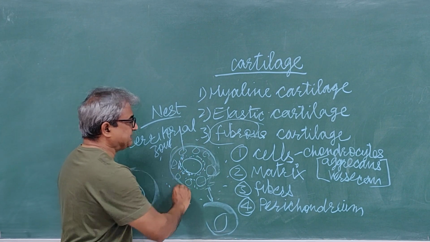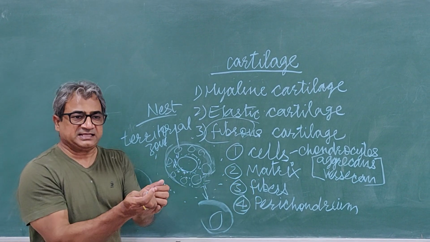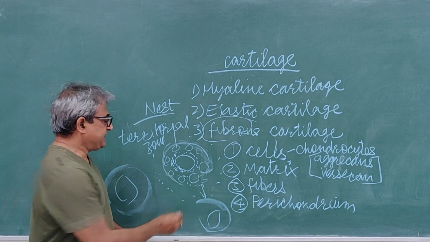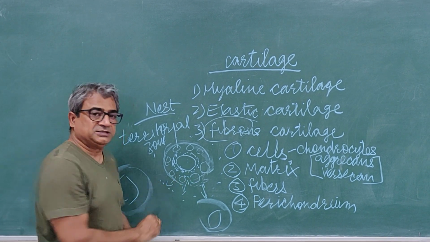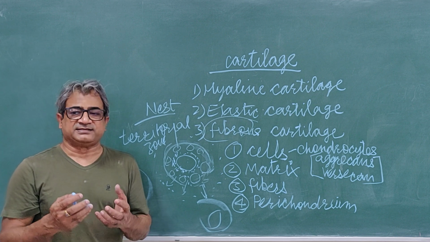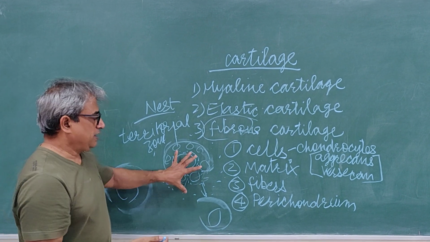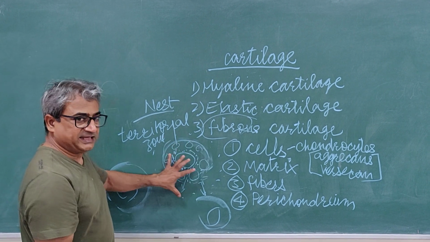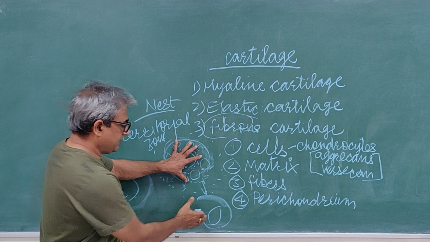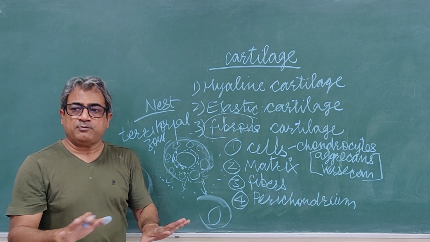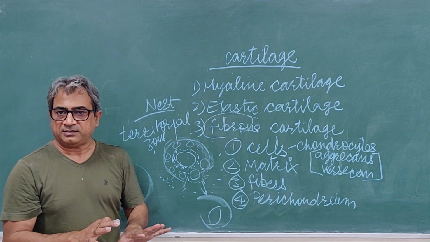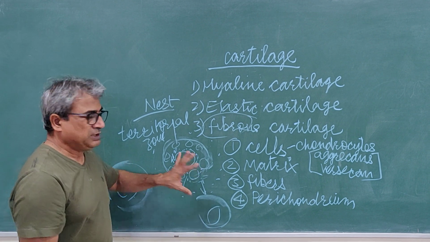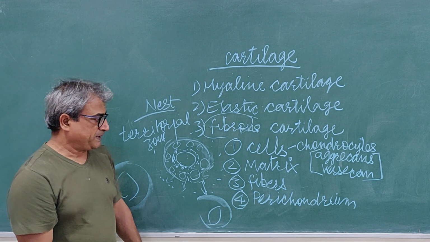What is the difference between the two? The territorial zone is rich in aggrecans, because as they are secreted, they tend to lie close to the nest. As they diffuse further and reach the interterritorial zone, their concentration is slightly less. This can also be visualized in high resolution, that the nest area, territorial area and interterritorial area can be markedly differentiated from each other. So this is the matrix, right?